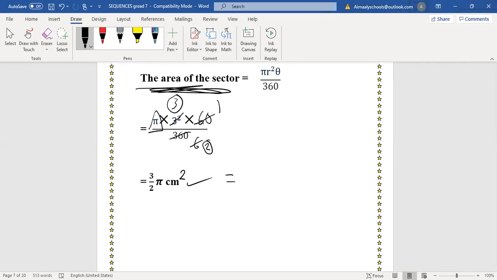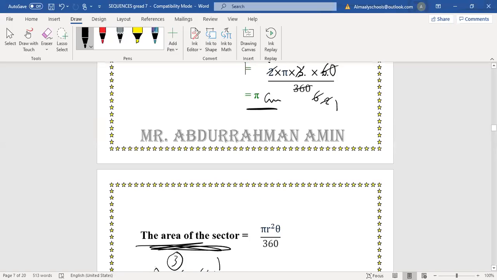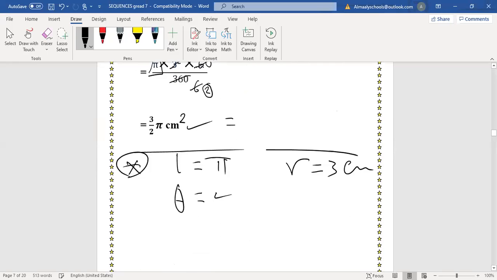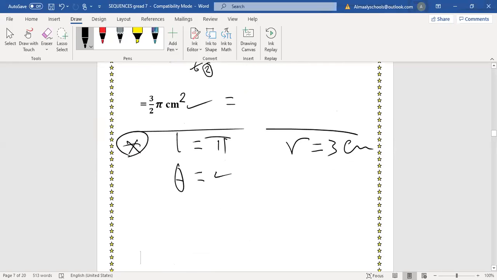No, easy. So he can give me the length of the arc. Now we have exercise number 2. If the length of the arc equals π, and the radius of the circle equals 3 centimeters, find the measure of the central angle. Can you find the measure of the central angle?